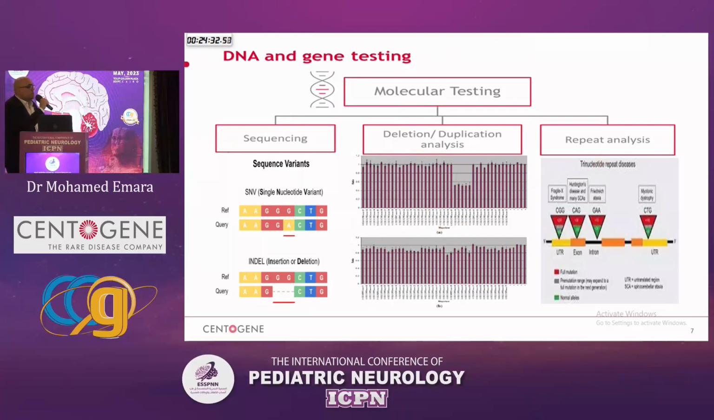The repeat analysis is a technique used when there are base pairs repeated more than 50 times. There is a defect in the sequencing to detect these base pairs, because when the base pairs are repeated more than 50 times, the machine could give an error. That's why the repeat analysis technique is used.